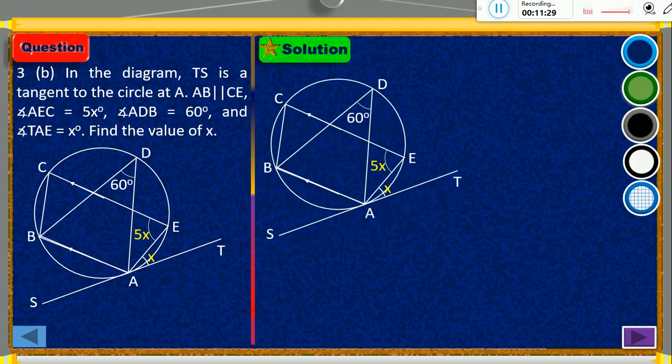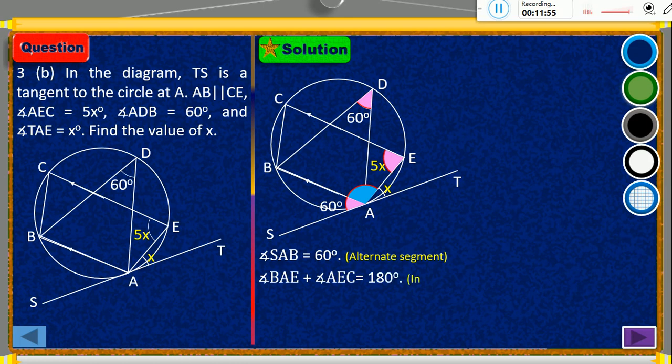We repeat the diagram. These two angles are equal, angle BDA and angle BAS. Angles in the alternate segment. So angle SAB is equal to 60 degrees. These two angles are interior opposite angles. So when you add them, you are going to get 180 degrees.